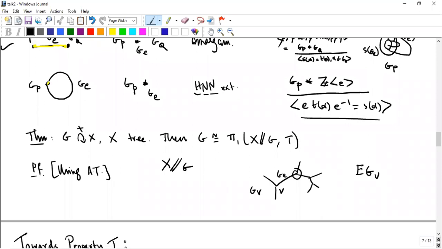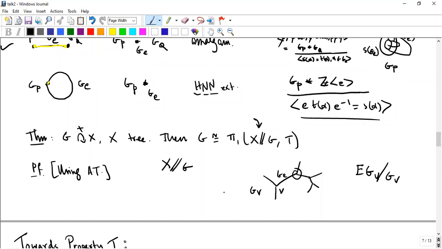Then after fattening everything up, G now acts freely, because originally G_V was fixing this, but once you fatten everything, it goes around and acts freely here. EG_V by G_V is BG_V. There is a free action here. It just goes around and around. So the quotient after you do that is exactly X double quotient G, the B of this graph of groups. The underlying graph is X by G, and every vertex is replaced by BG_V for every V in the vertex space, and every edge is replaced by BG_E.